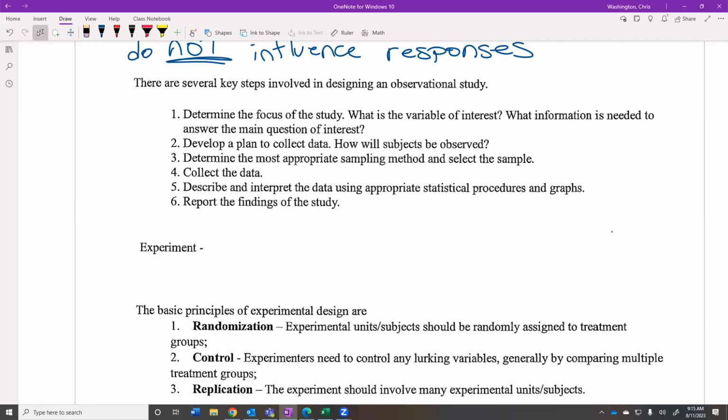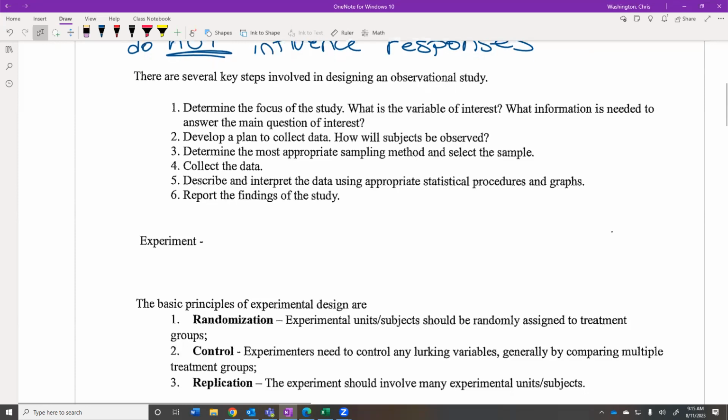We're going to develop a plan to collect data. You can't just say, I want to know if drinking sodas causes weight gain. You have to develop a plan to figure out who drinks soda, how you are going to weigh these subjects, and how you are going to determine all that kind of stuff, right? And how will subjects be observed? We're going to see some examples of that today too.